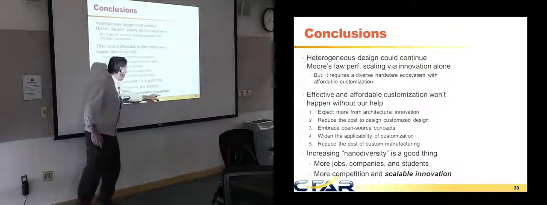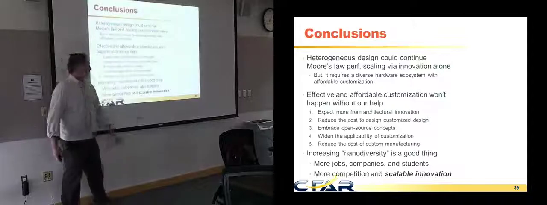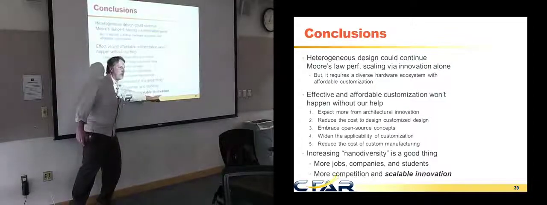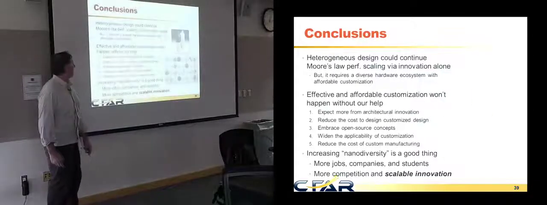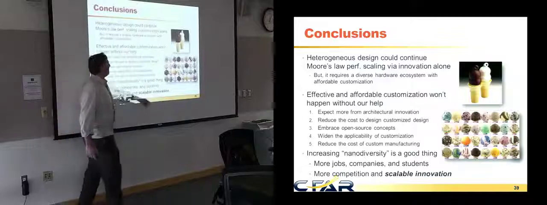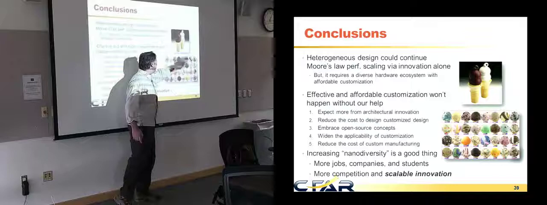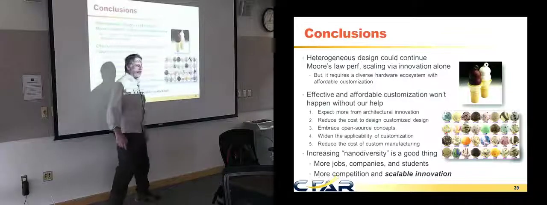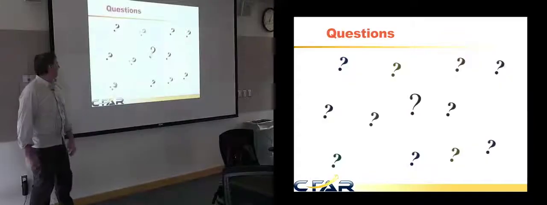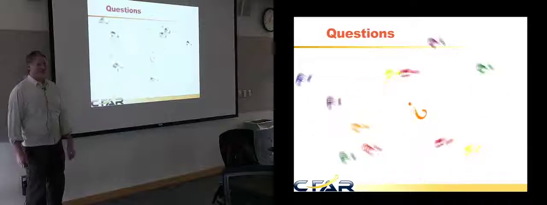And so ultimately, what we want to do is not scale our systems. We want to scale innovation. That's what we want to do. So in the end, we don't end up with just two forms of CPU and GPU. We're going to end up with lots of diversity that we can handle. So, any questions?